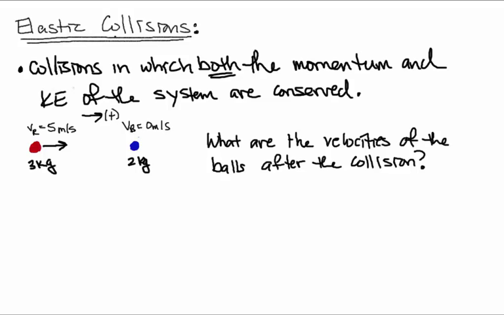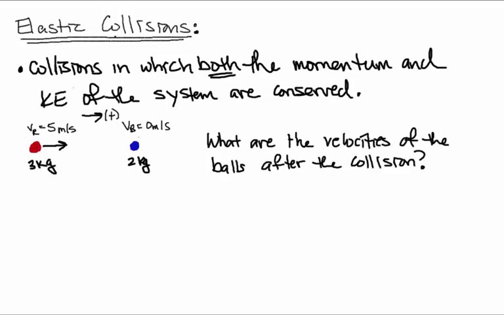Now, in an elastic collision, both the momentum and the total kinetic energy of the system are conserved before and after the collision. And when these collisions occur, you'll notice that the objects bounce off of each other. They don't stick together, they separate after the collision. So I wanted to go through a fairly straightforward problem with an elastic collision. Consider two balls, one red and one blue.